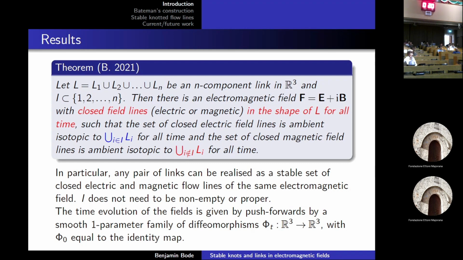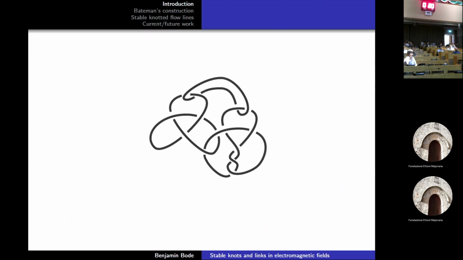An important aspect of this is the time evolution of these fields. In order to make sense of the time evolution of field lines, the time evolution of these fields is given by push forwards by a smooth one-parameter family of diffeomorphisms, where phi0 is just the identity. We'll come back to this and another interpretation of this time evolution of these fields.